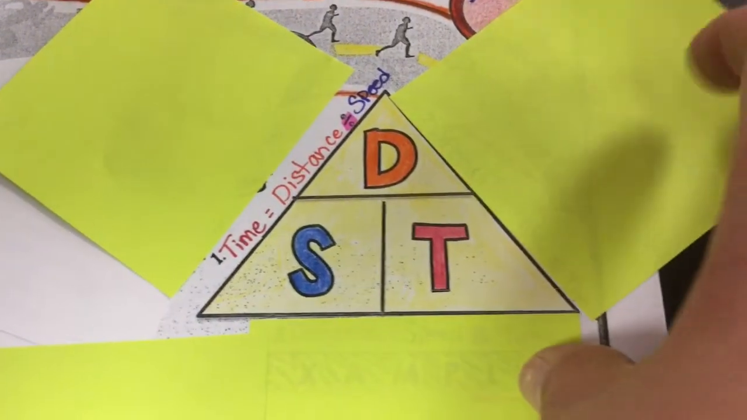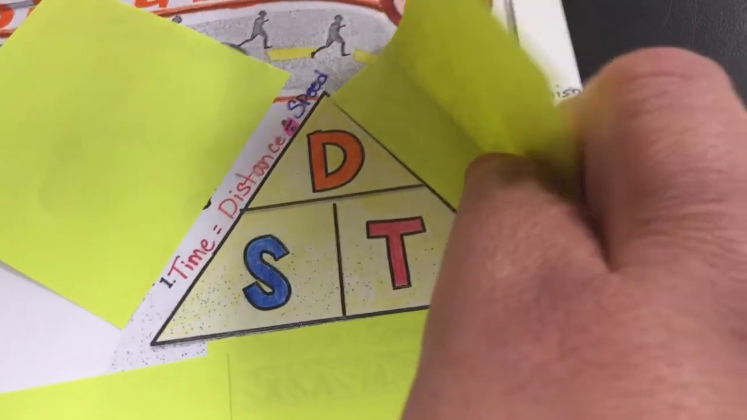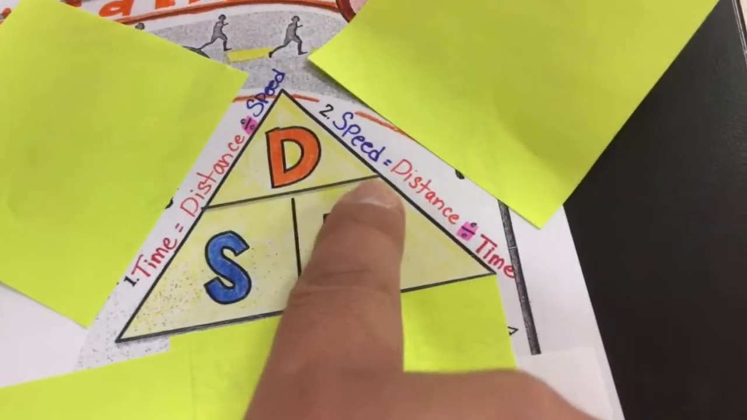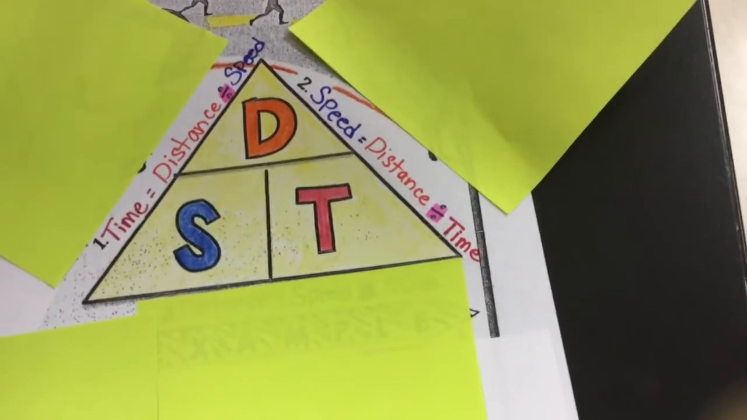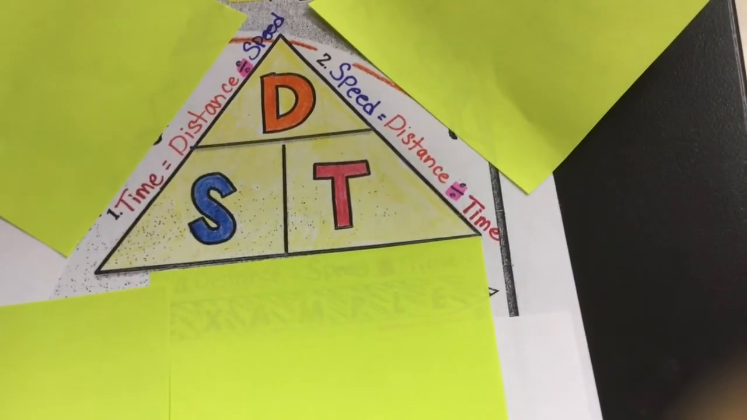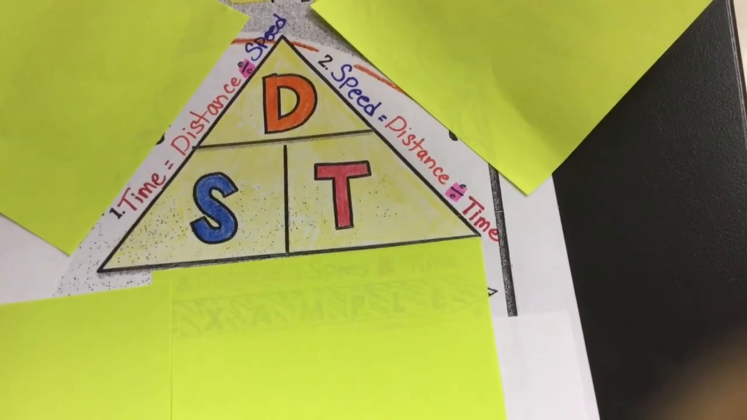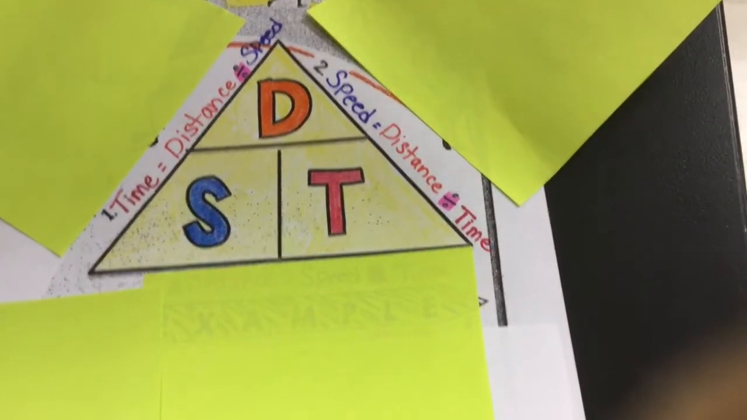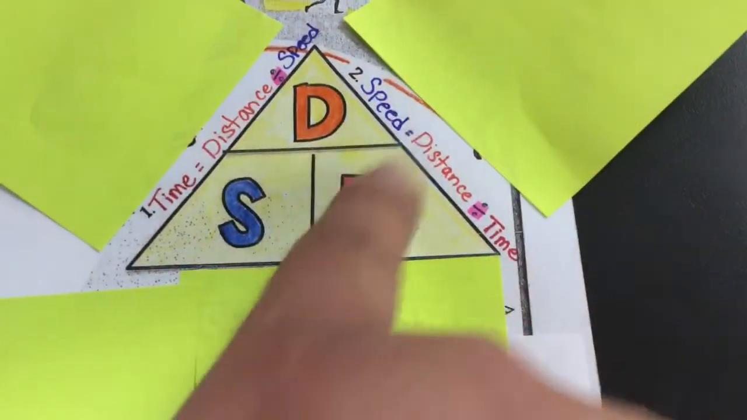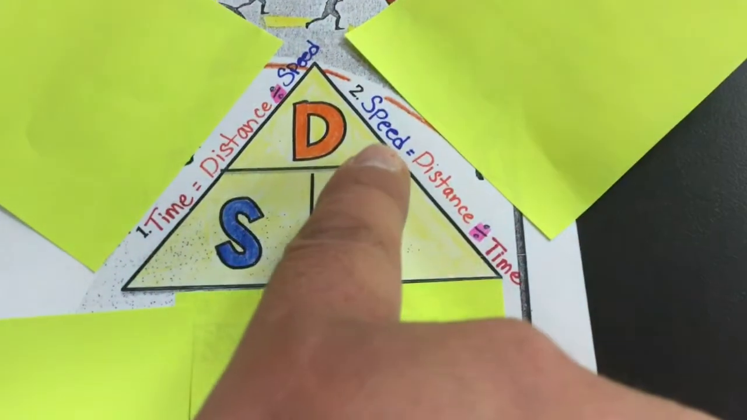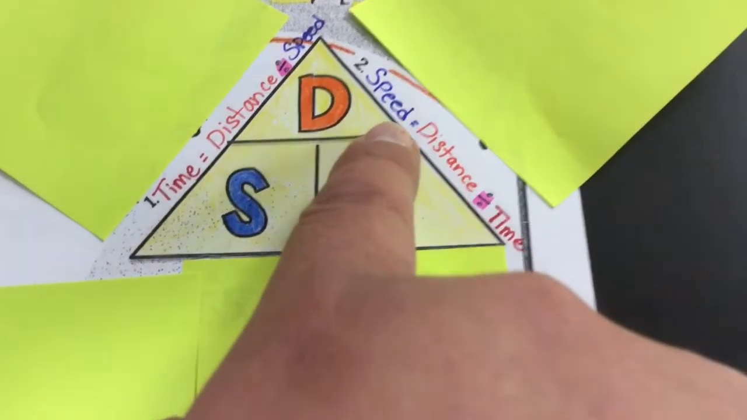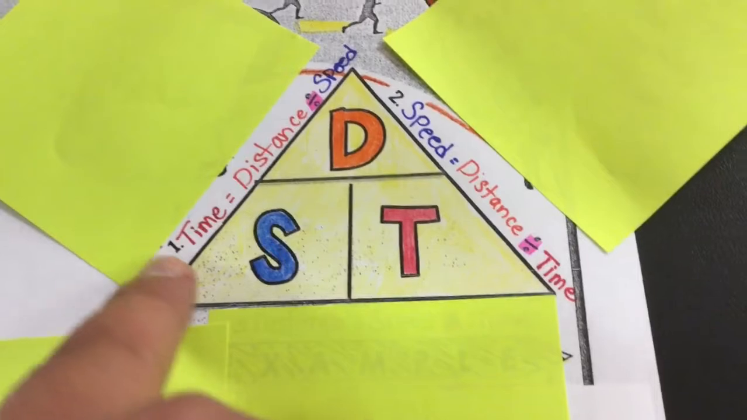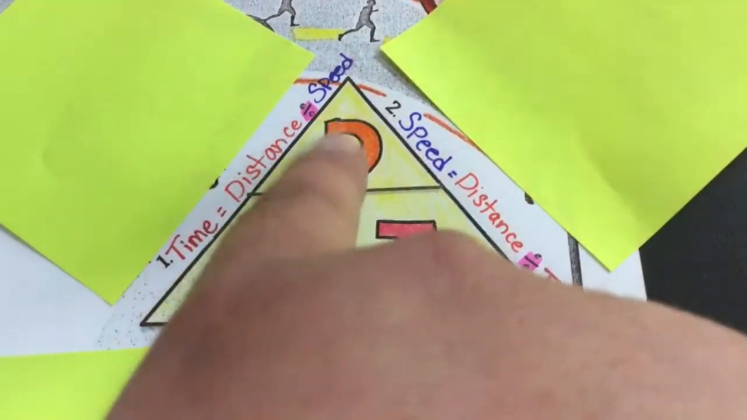Now on the right side, you have a number 2. For that one, we're looking at speed equals distance divided by time. If you notice, we're using the same information, just in different places. Speed equals distance divided by time. Time equals distance divided by speed.